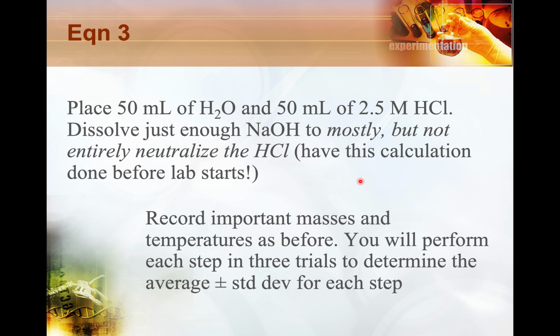And as I said, the goal is to do 3 trials. Start off with 2 and then revisit to do the third if you have time. And again, it's run very similarly. You get the mass of the cup, you add the water and the hydrochloric acid, you get that mass, you start measuring the temperature, add the sodium hydroxide, and then measure the temperature for a long enough time that you get a good set of data, and then get the mass of the cup with everything in it after the reaction is finished.